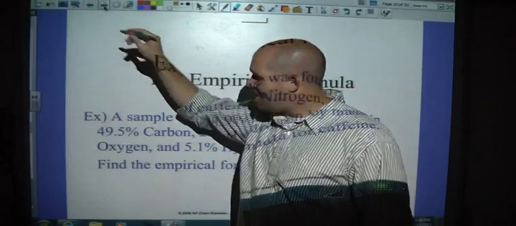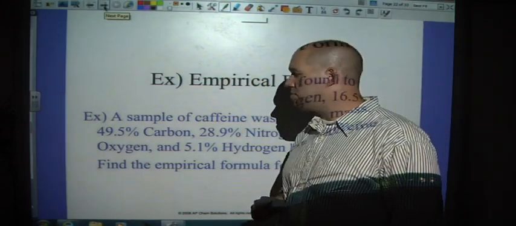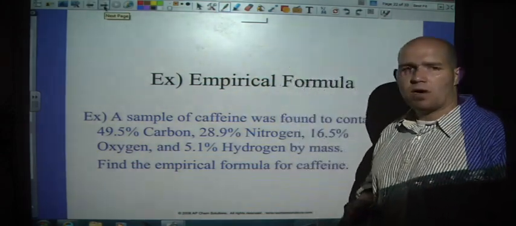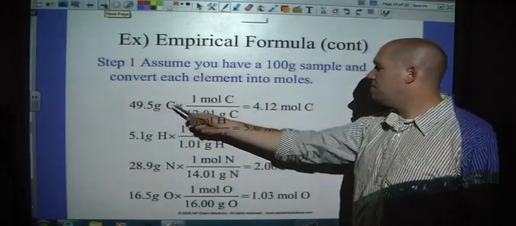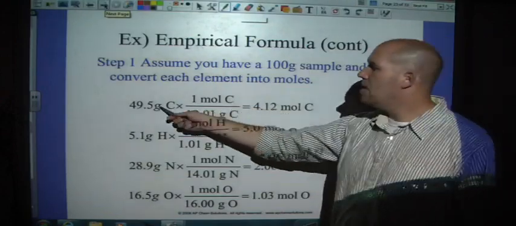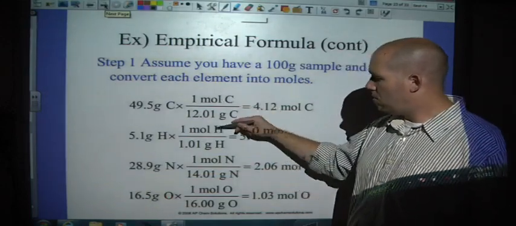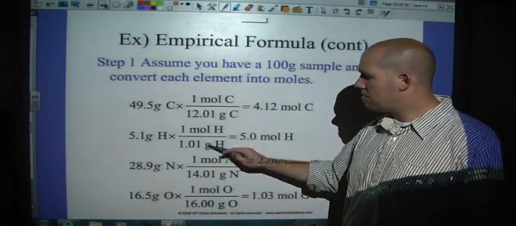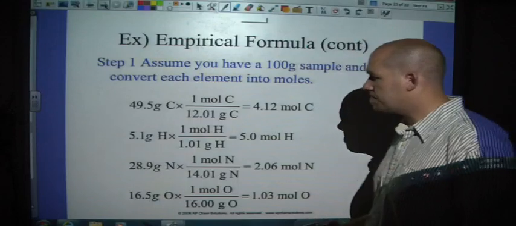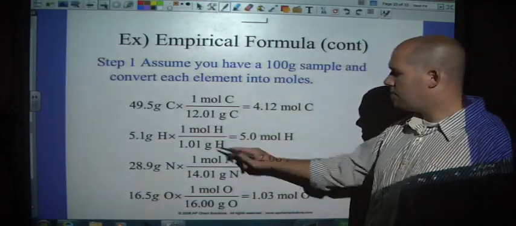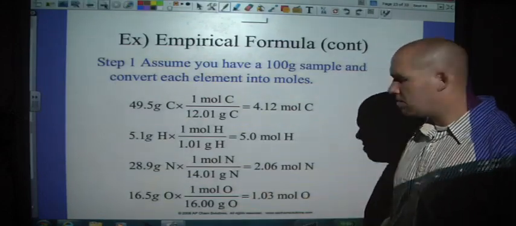We made that assumption. If they were to give you something and say a sample of caffeine was found to have 49.5 grams and 28.9 grams, then you just use the numbers you have to convert from grams to moles. That's what we want to do. In this case, 1 mole, 1 mole, 1 mole, 1 mole, and we put in the value from the periodic table, because your periodic table was written based on 1 mole of that substance. So 12.01 for carbon, 1.01 for hydrogen, 14.01 for nitrogen, and 16.00 for oxygen.